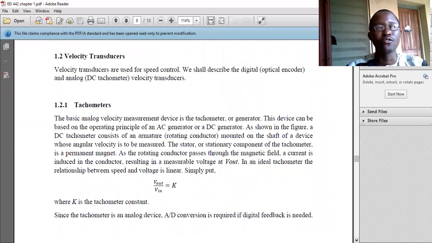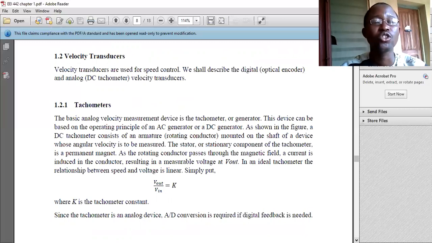Velocity transducers are used for speed control. And then we are going to describe two types of velocity transducer. The first one is the optical encoder, which is a digital instrument. And then another one, which is an analog instrument, is the DC tachometer. The two of them are the two velocity transducers that we are going to discuss in this class. The first one, let's look at the analog type, which is the tachometer.